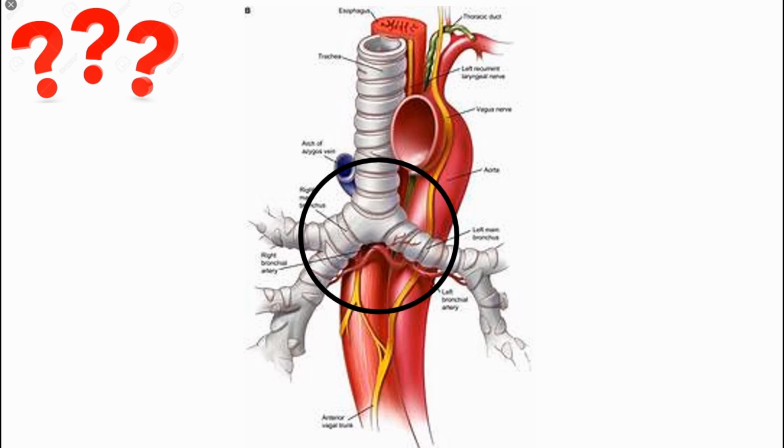Then, after the arch of the aorta turns on top of the left main bronchus, it comes down as the thoracic aorta, and it is posterior to the left main bronchus.